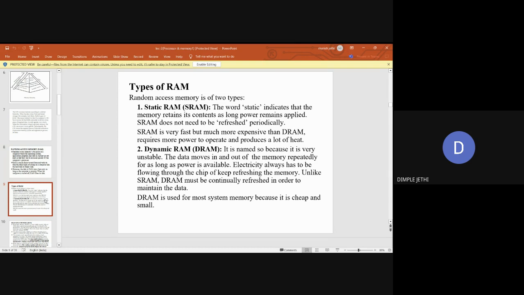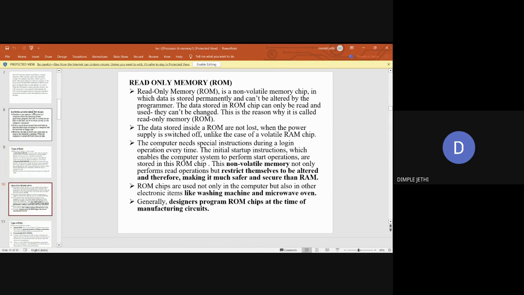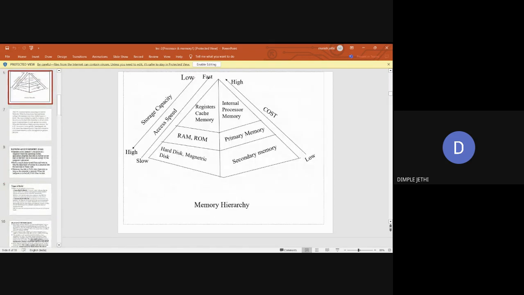So in static RAM, the memory retains its contents as long as power remains applied. You don't need to refresh it periodically. But in DRAM, you have to keep refreshing the memory continuously in order to maintain the data. But this is cheap, so that is why most systems have DRAM, right? Then next we come to ROM, because what we are studying here, first, are these two types of primary memory, RAM and ROM.